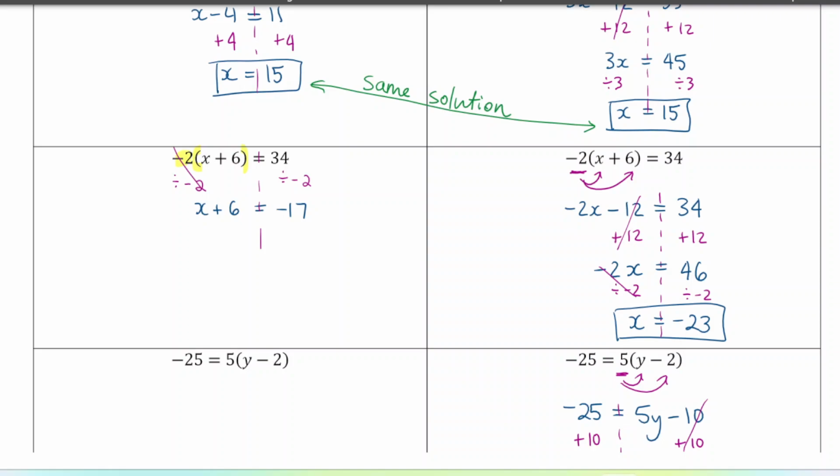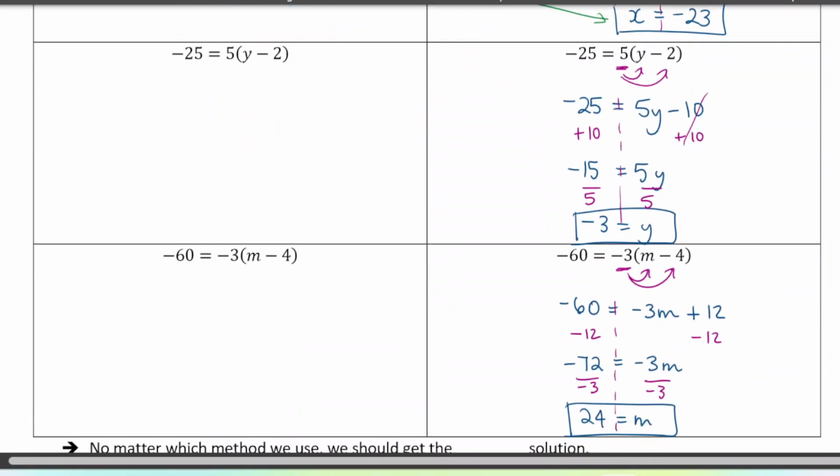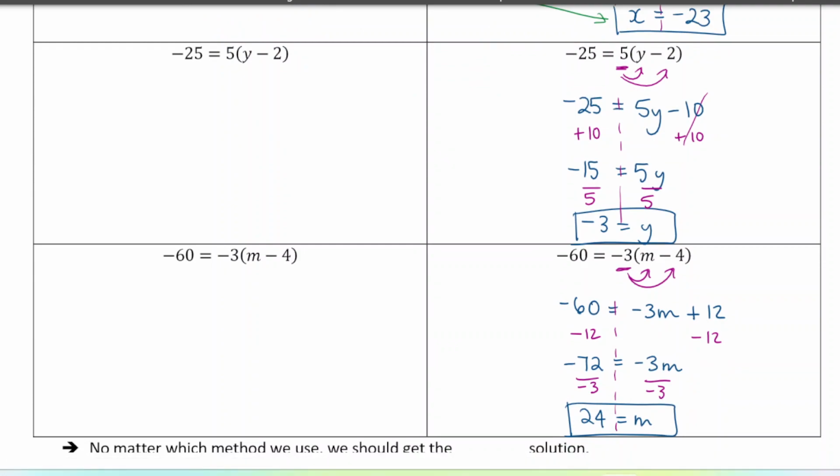Okay, now let's isolate my variable. So it's being added by 6, so I do the opposite, subtract 6. And I get x equals -23. That is the same solution as I got on the right hand side. Okay, you could pause the video here and try the last 2 on your own, or you could do them with me, it's up to you.